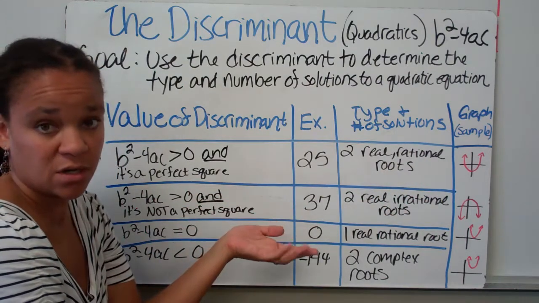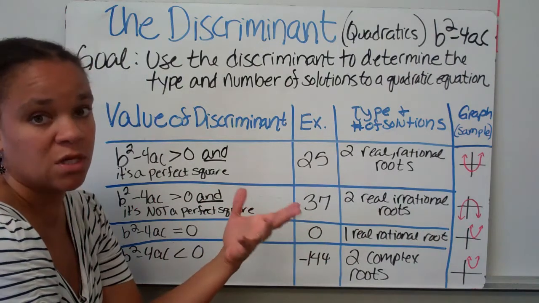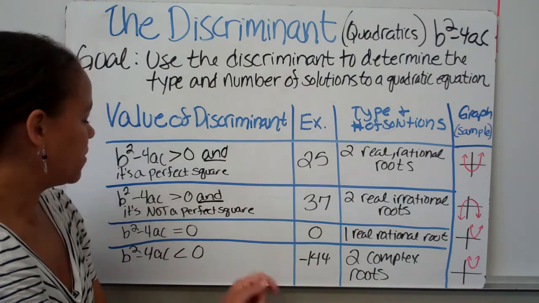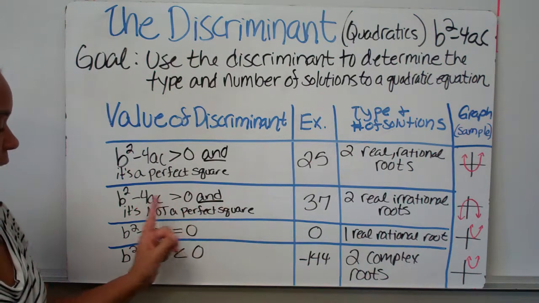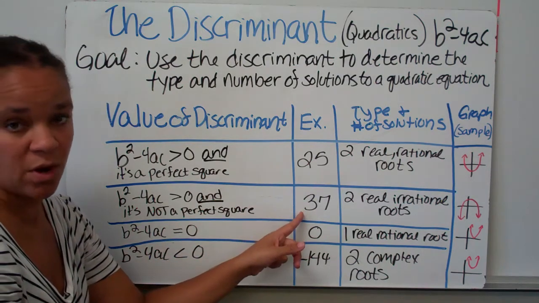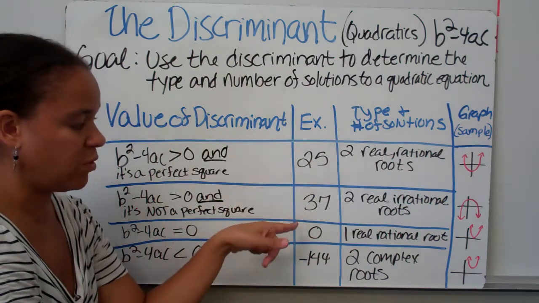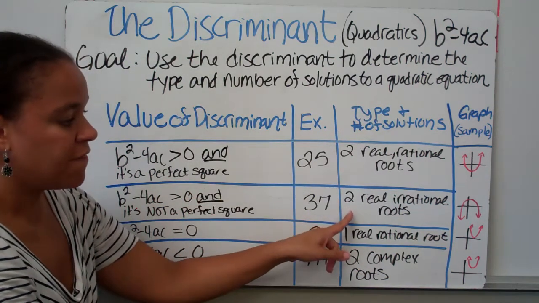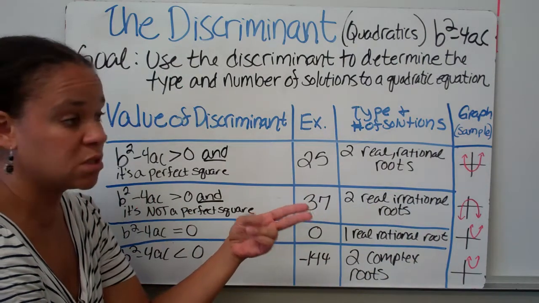So your answers are going to be two rational roots, meaning they can be written as ratios, they're whole numbers, something like that. If you find that b squared minus 4ac is greater than 0 and it's not a perfect square, so it's still positive, but it's not a perfect square. You can't take the square root of 37 and get a perfect square number like you could for 25. Then you have two real irrational roots. So you still have two roots.